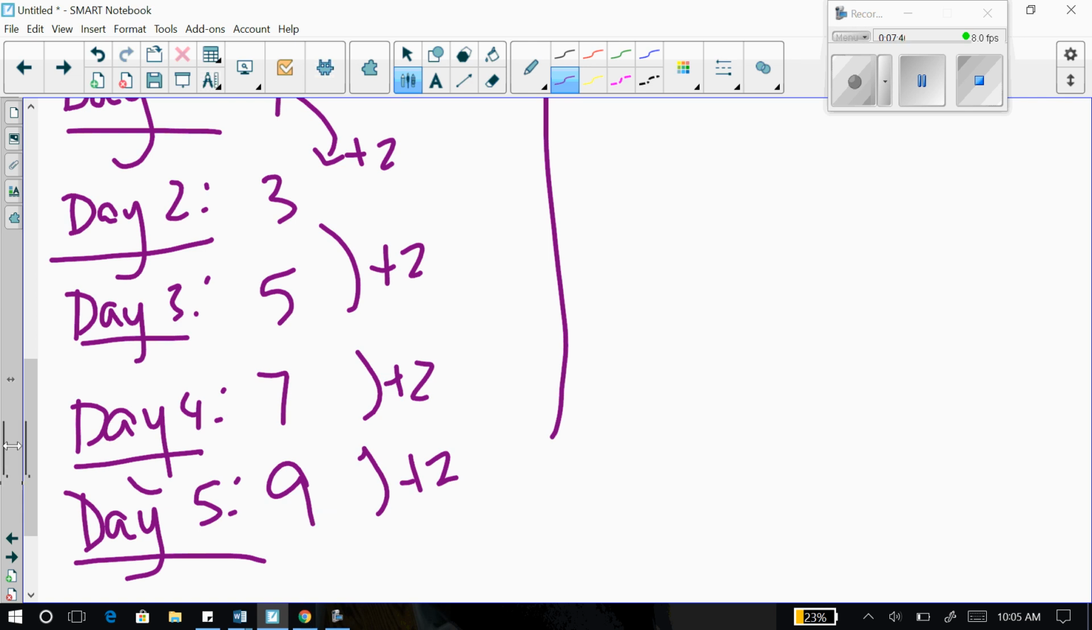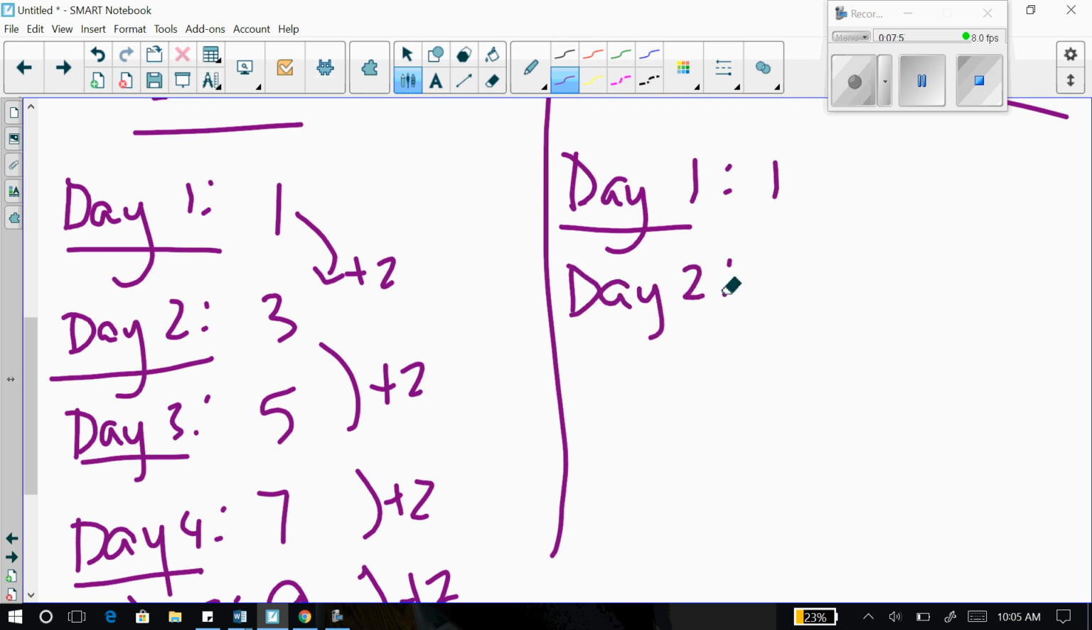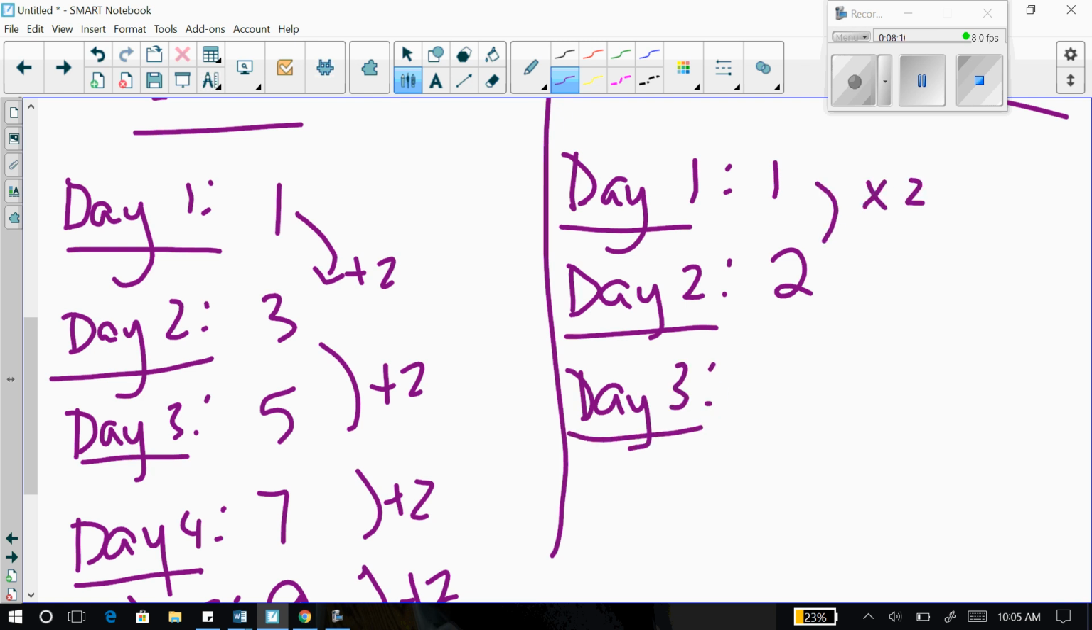Now let's look at exponential. And this is why sometimes when things grow exponentially, it can be a little scary because watch the difference here. So this is exponential. Day 1, one person has the virus. Day 2, since it's multiplying, we are going to double it or times it by 2. 2 people have the virus. Day 3, well, since we times it by 2, now we're going to times it by 2. 4 people have the virus.